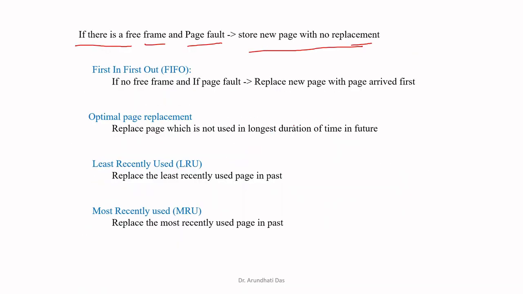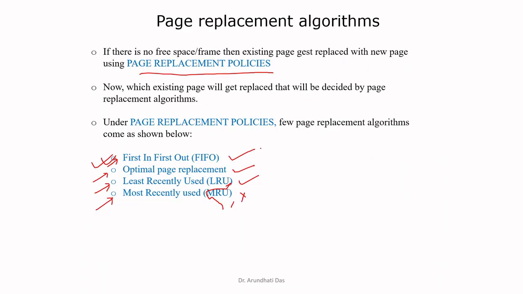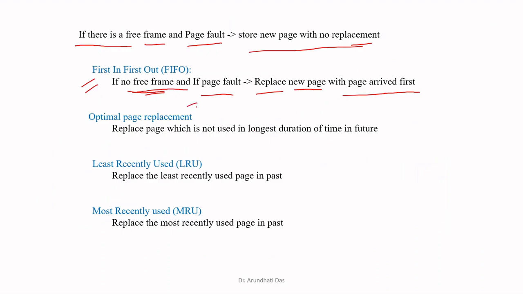So what happens in FIFO, first in first out page replacement? If no free frame is available and a page fault has occurred, then I will replace the page that arrived first with the new page. That means in this particular main memory, out of all the pages, the particular page which arrived at the very first time, that page I will replace. That is about the FIFO policy.